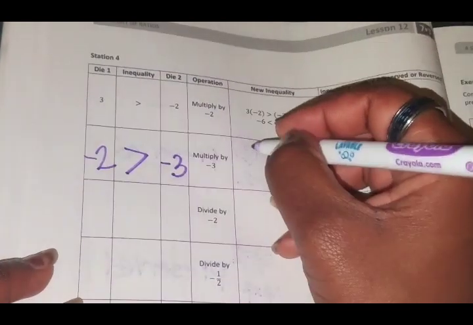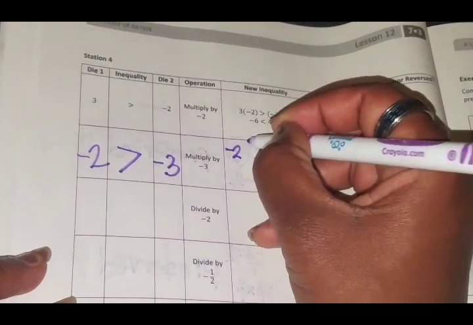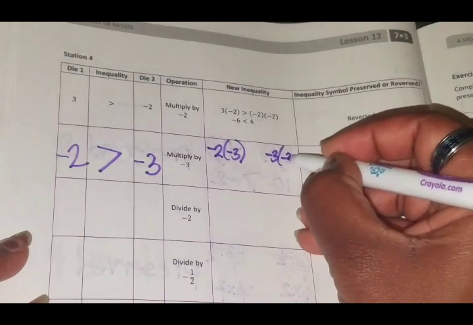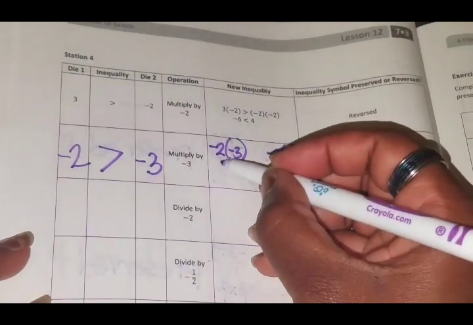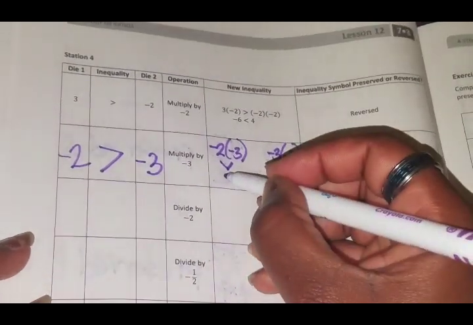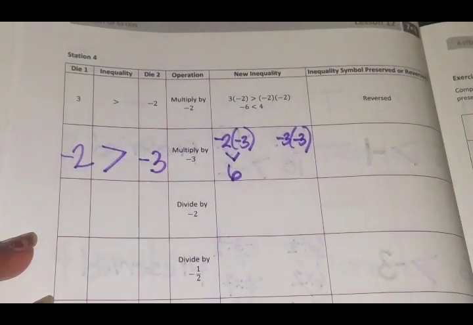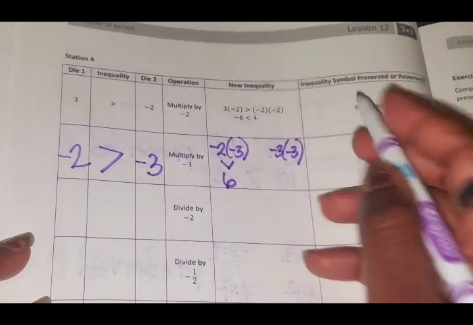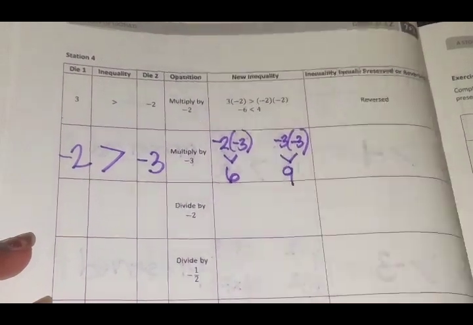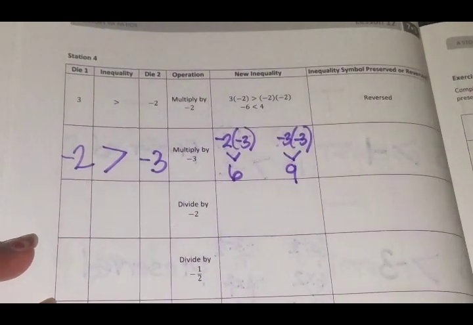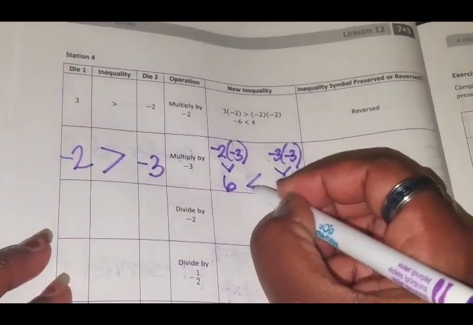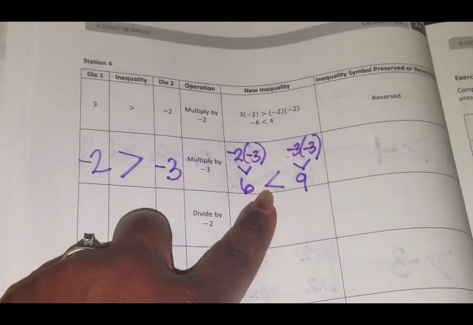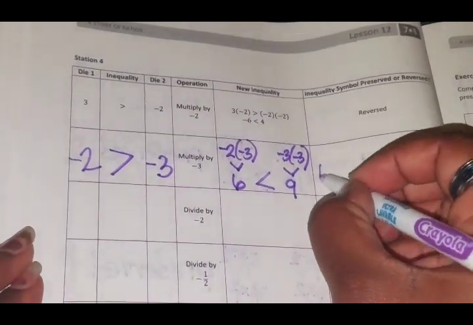Now let's multiply by -3. So we've got -2 times -3 and -3 times -3. -2 times -3 is going to be 6. A negative times a negative gives us a positive. And a -3 times a -3 is going to be 9. Which one is larger out of those two, 6 or 9? Of course, 9. What happened to our symbol? It was greater than, became less than, so now it's reversed.